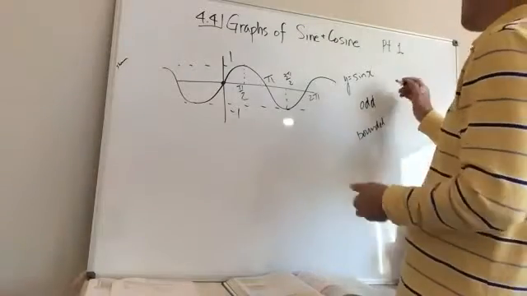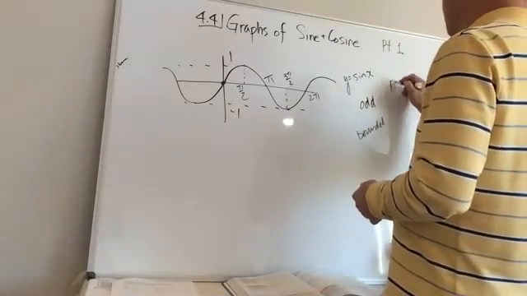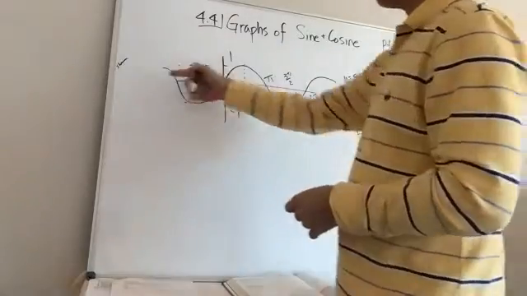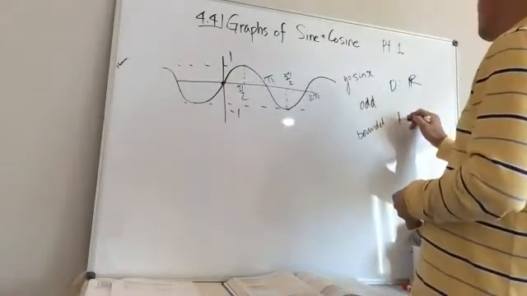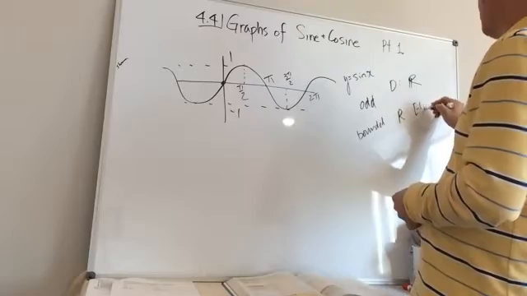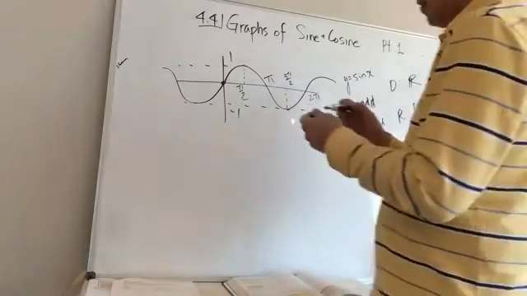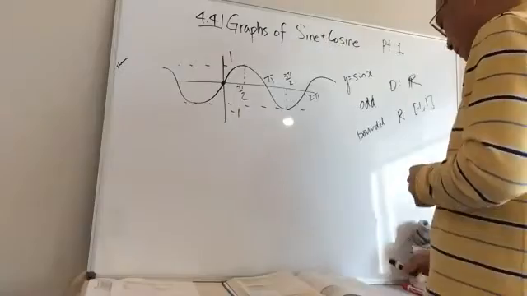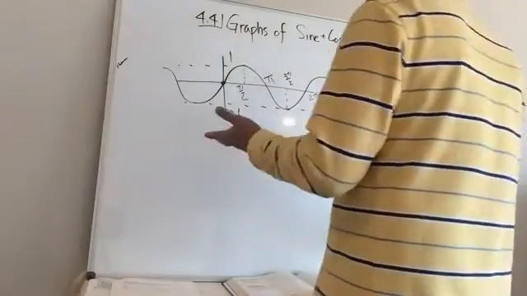Actually, the domain is what? What's the domain here? The domain is all x's, right? It can be anything here, whereas the range is going to be what? Between -1 and 1, right? Because it's bounded upper and lower. Okay. So that's what the sine function looks like.